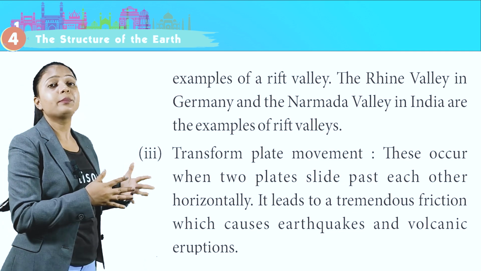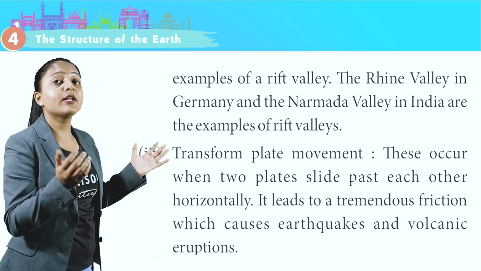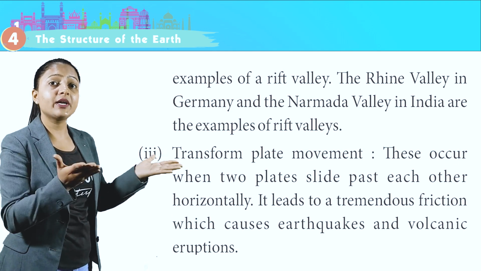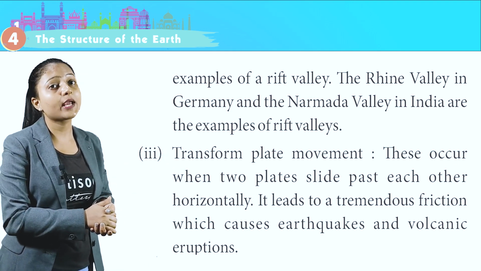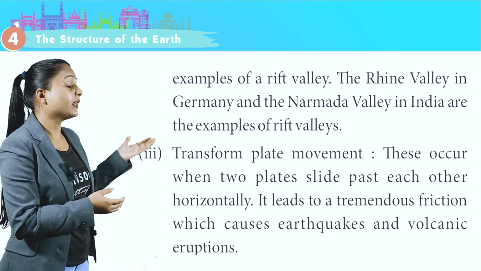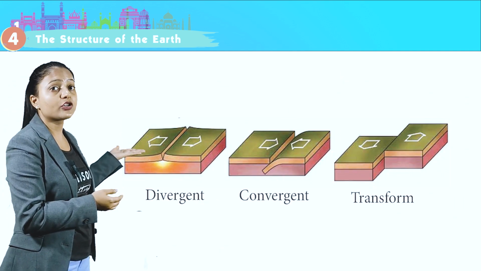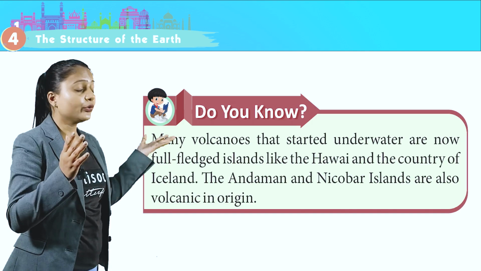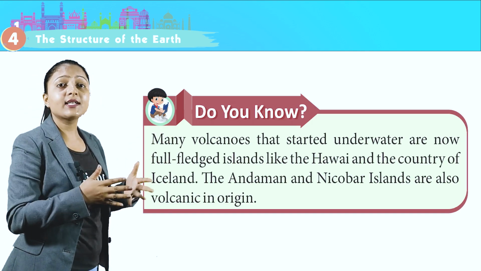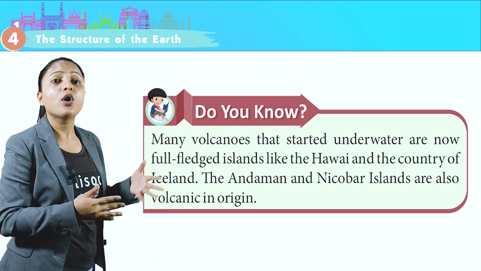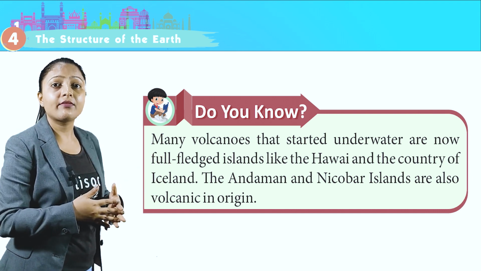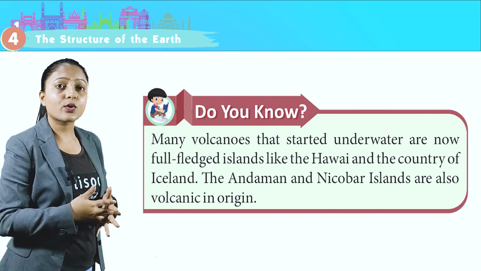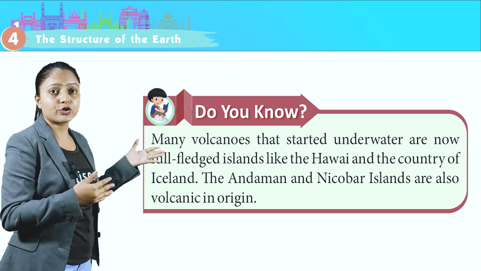Third, transform plate movement. These occur when two plates slide past each other horizontally. It leads to tremendous friction which causes earthquakes and volcanic eruptions. These are the images of divergent, convergent and transform plate boundaries. Do you know, most volcanoes that started underwater are now full-fledged islands like Hawaii and the country of Iceland. The Andaman and Nicobar Islands are also volcanic in origin.